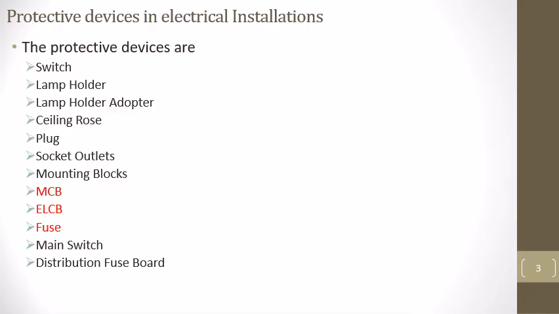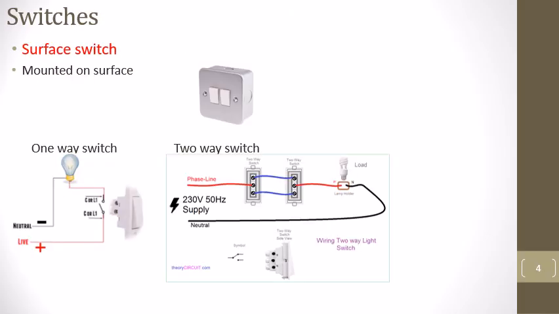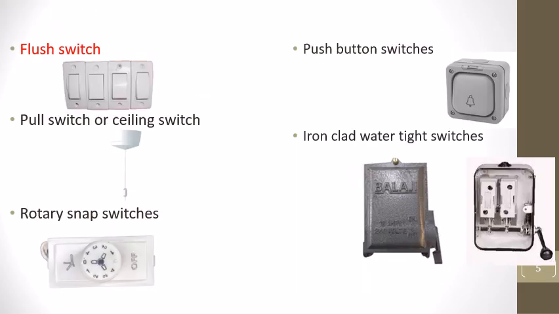Protective devices in electrical installations: switches, lamp holders, lamp holder adapters, ceiling roses, plug, socket outlets, mounting boards, main switch, distribution fuse board. So these are the small things, mainly MCBs, ELCBs and fuse. So these are some of the switches, surface switches that are mounted on the surface. So one-way switch and the two-way switch. Next is the flush switch. Then push button switches, pull switch or the ceiling switch, ironclad watertight switches and rotary snap switches. These are some example pictures of the switches.